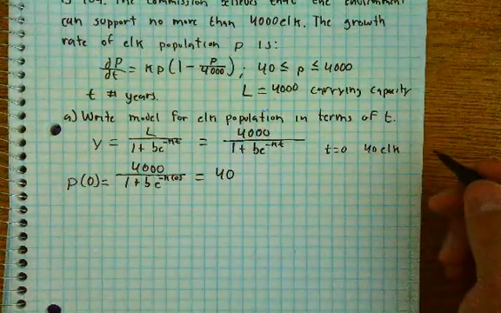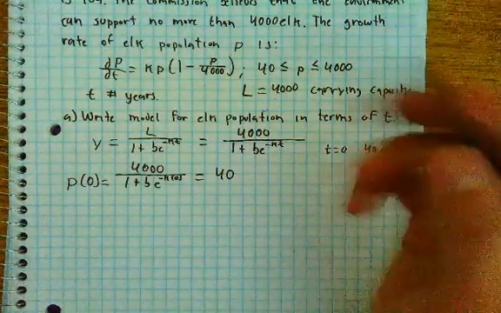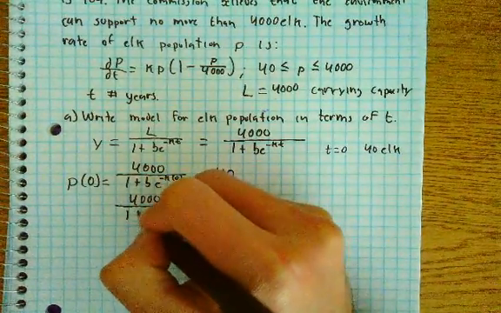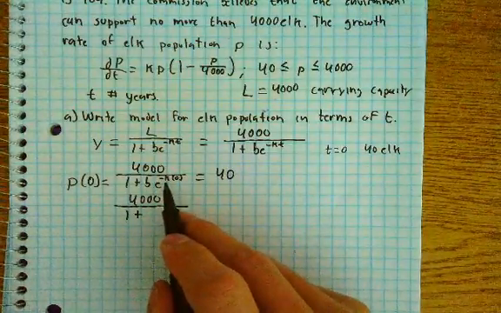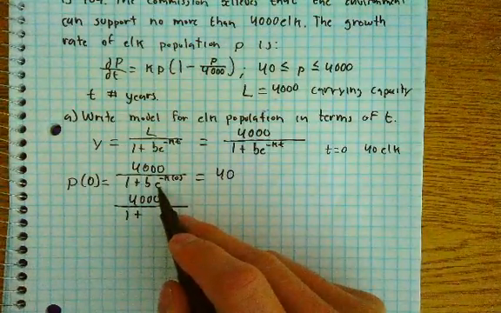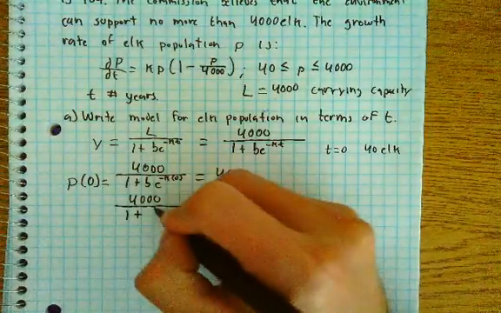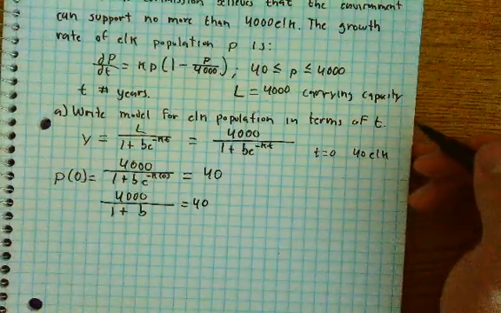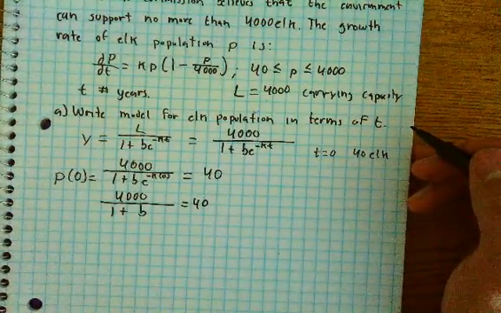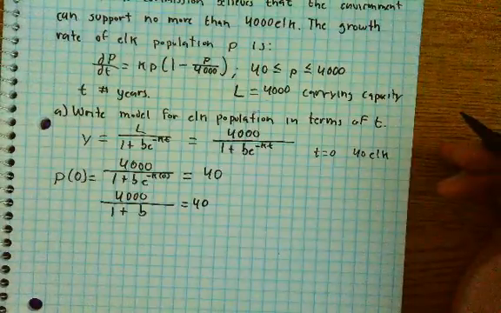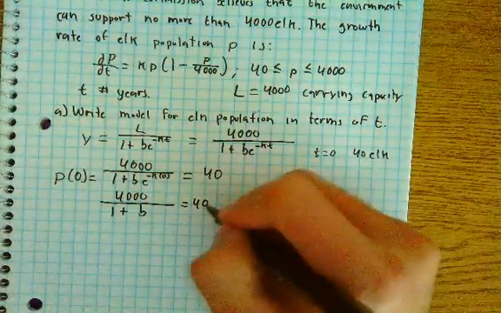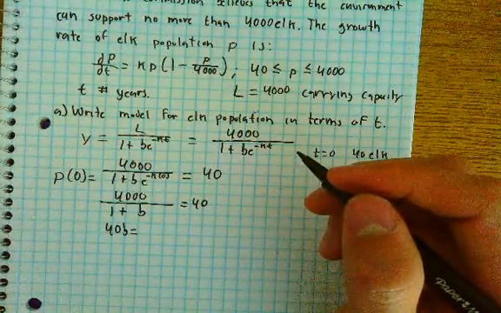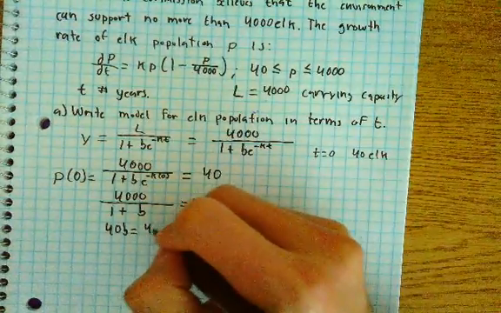Well, then looking at this, I'm going to simplify things out. So I have 4,000 over 1 plus, well, anything times 0 is just going to be 0. e to the 0 power is just going to be 1, so we have 40 equals 4,000 over 1 plus b. Cool. So at this point, I'm just going to algebraically solve this. So I'm going to just cross multiply and subtract. So this becomes 40b equals 4,000 minus 40.